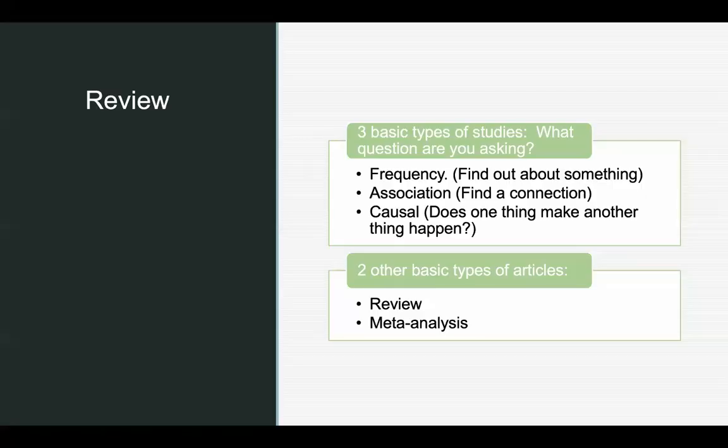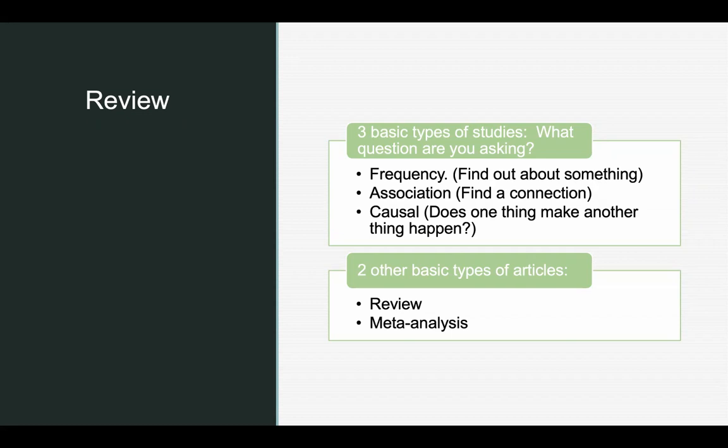Well, let's review now 3 basic types of studies that you've learned about. Frequency study. These should be very familiar to you now. In a frequency study, basically you're finding out about something. In an association study, that's where you're looking at more than one variable. You're trying to find a connection between 2 things. And in a causal study, you're trying to see if one thing makes another thing happen.